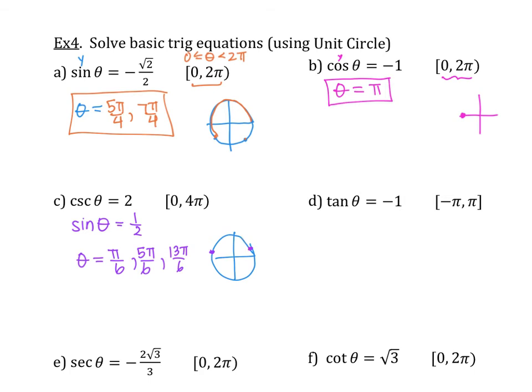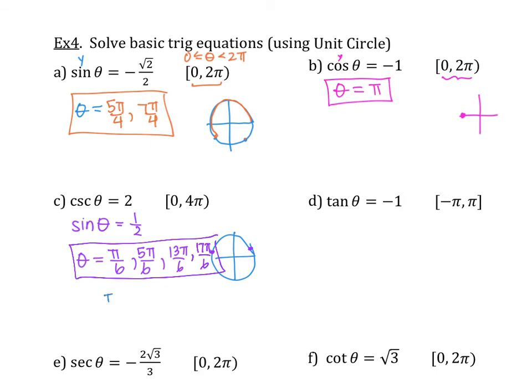13, 14, 15, 16, 17 pi over 6 is also less than 4 pi. They want me to go around the circle twice and pick up all my answers along the way. Okay, if you don't like counting, that's okay. I got pi over 6, 5 pi over 6 from my first revolution around the circle. It tells me I can go around twice.